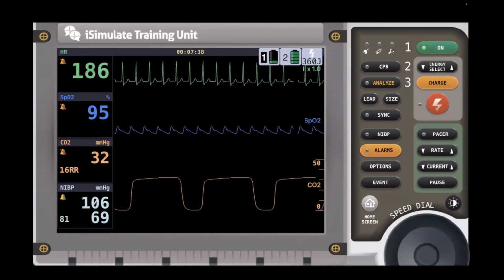So is that regular or irregular? Yeah, that was regular. How about this one?